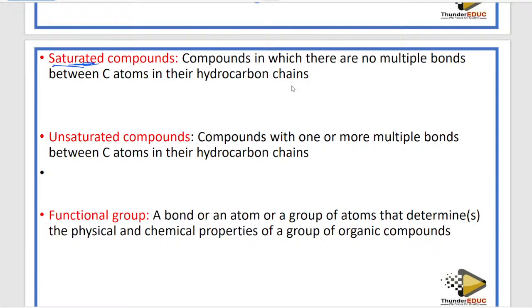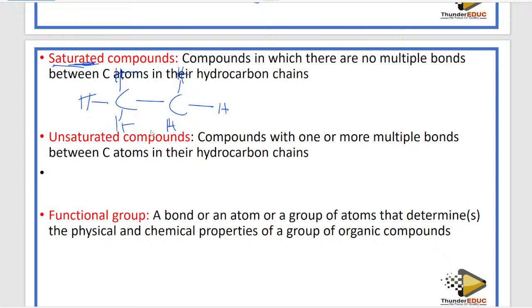It means that you have a single bond between the carbon atoms. Single bond between the carbon atoms. For example, alkanes. An example is an alkane. It has single bonds throughout. Hydrogen, hydrogen, hydrogen, hydrogen, hydrogen, hydrogen. You can pick any alkane. I just picked that one. You can pick anything else.